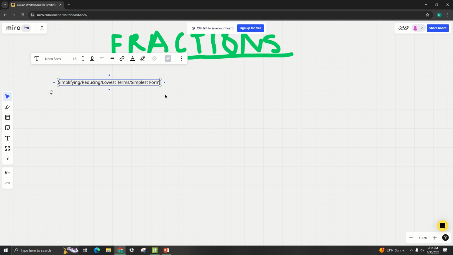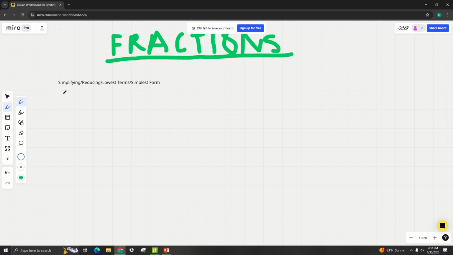There we go. So these all refer to the same thing of just getting a fraction down to the smallest equivalent fraction that you can. So let's go ahead. I'm going to start with one that is fairly easy. It might be obvious to some of you, but just for example purposes, this is the one I'm going to use, and then we'll go into a more difficult one.